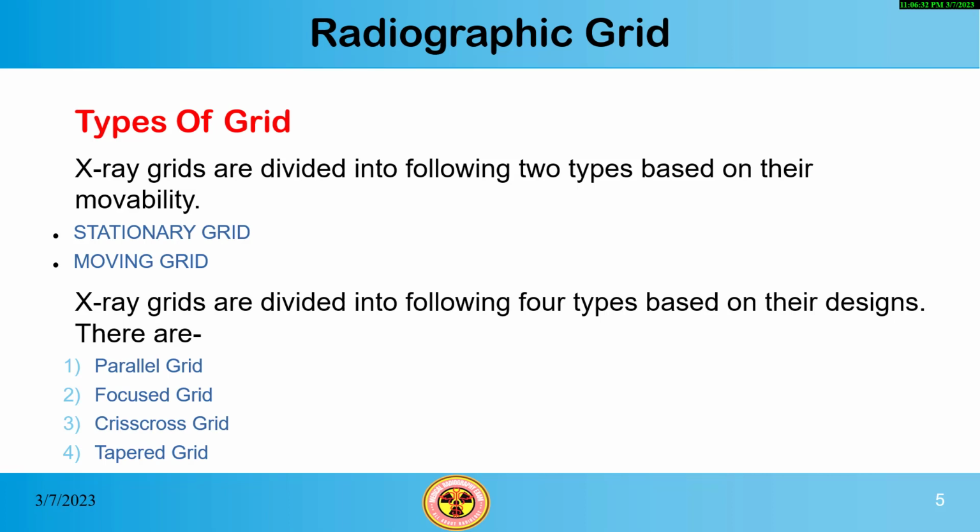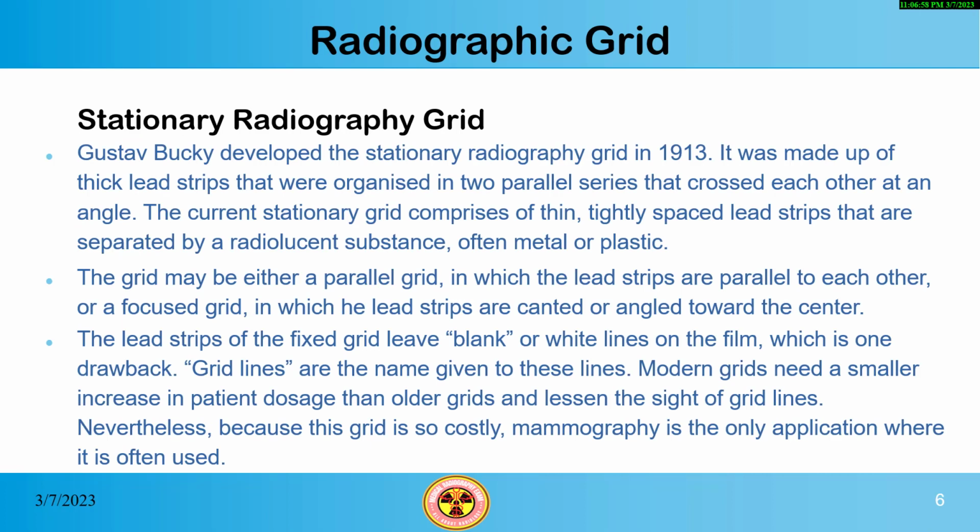Types of grid. X-ray grids are divided into following two types based on their movability. First, stationary grid. Second, moving grid. X-ray grids are divided into following four types based on their designs. There are: first, parallel grid. Second, focused grid. Third, Criss-Cross Grid. Fourth, Tapered Grid.